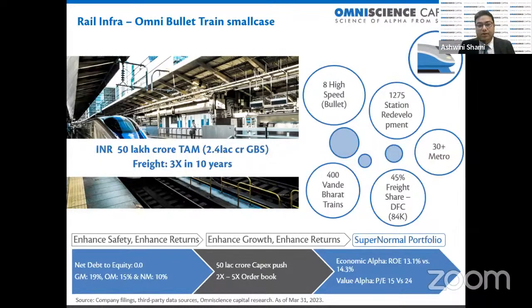The third or maybe the fourth growth sector is freight corridors and the total modal share, right? Right now, railways' modal share in freight is around 27-28%. They plan to take it to 45% by 2030.